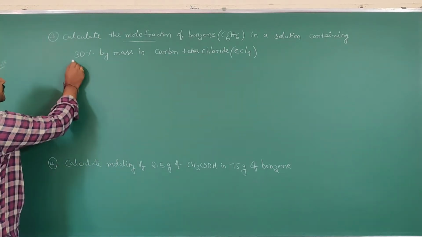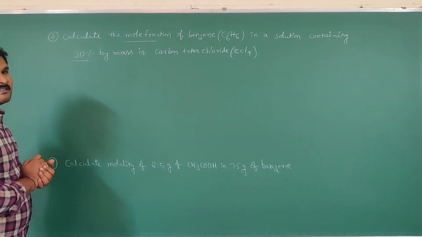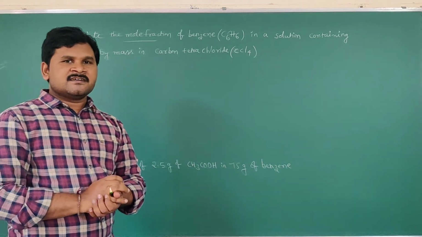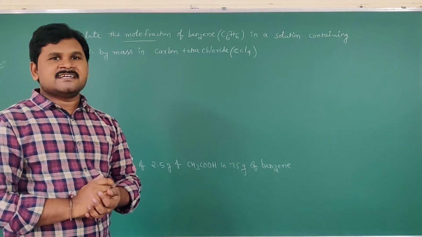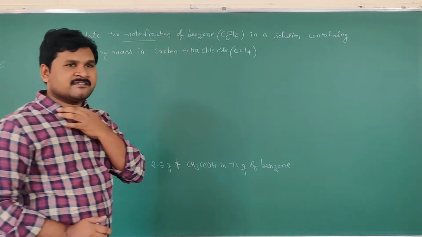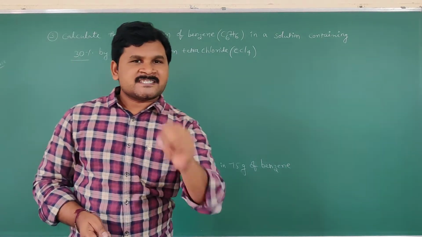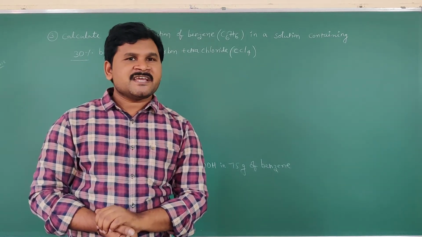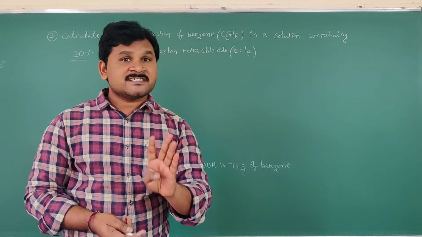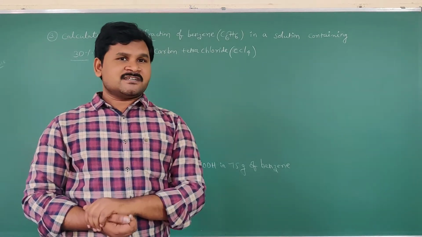So what is the 30% by mass? Please remember, 30% by mass means 30 grams of benzene is dissolved in 70 grams of carbon tetrachloride. Say for example 4% NaOH. What is the meaning of 4% NaOH solution? Means 4 grams dissolved in 100 ml of solution.